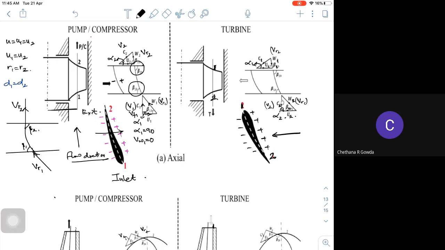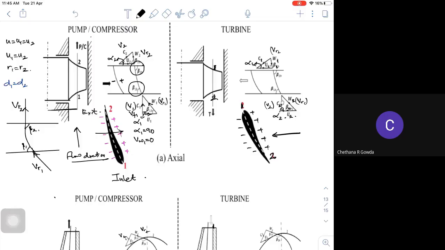So you might have studied in your turbo machines, there are certain cases for pumps and compressors. Maybe in unit 2 of your turbo machines, if beta 2 is less than 90, we call that backward curved vanes. If it is exactly 90 degrees, it is called a radial curved vane. And if it is curved in the direction of rotation, that is forward, we call that forward curved vanes. So depending upon beta 2, we have defined backward curved, radial curved and forward curved.